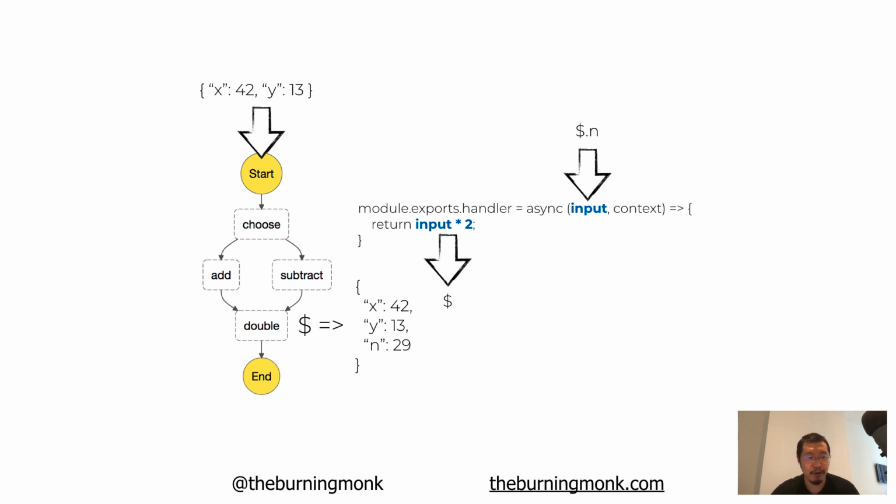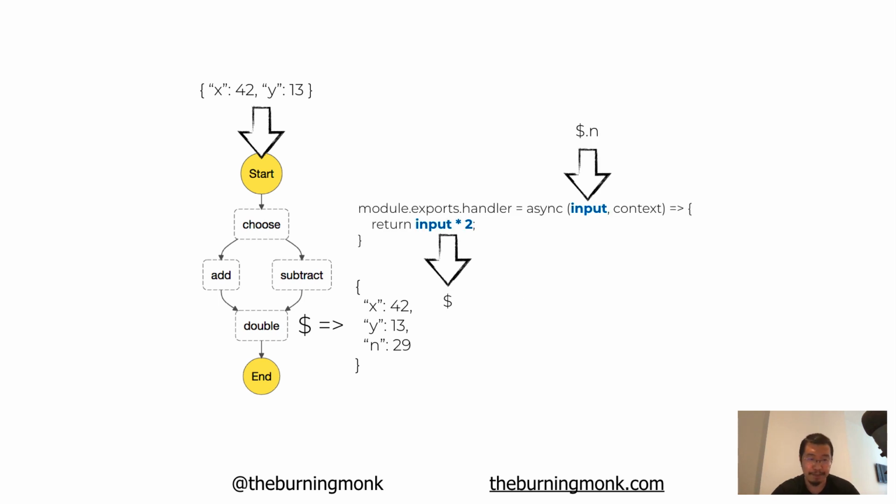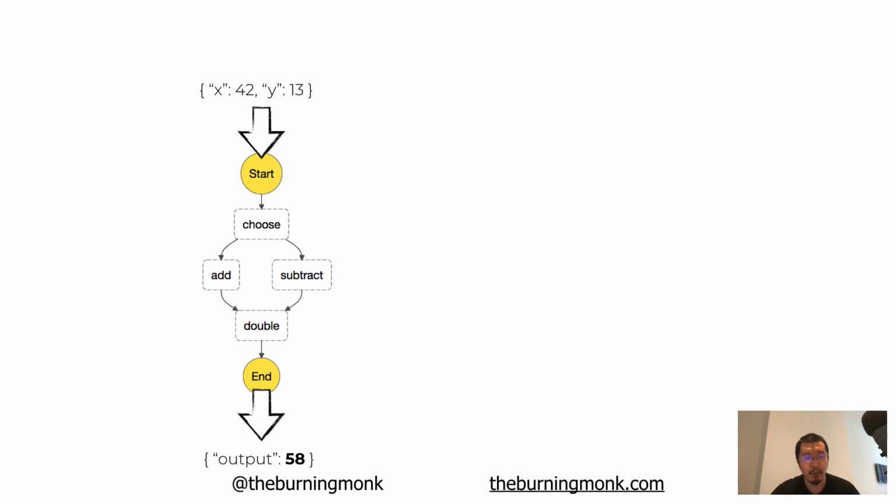So it's going to be coming from the N attribute from the current input $, and whatever we return in this case, because we're not specifying the output, the result path, it's going to override the value of $. Since this is the last state in our state machine, this output is going to become the output for the whole execution. So when you look at the output for the whole execution and the input, you're going to see input being x42, y13, and the output being 58.